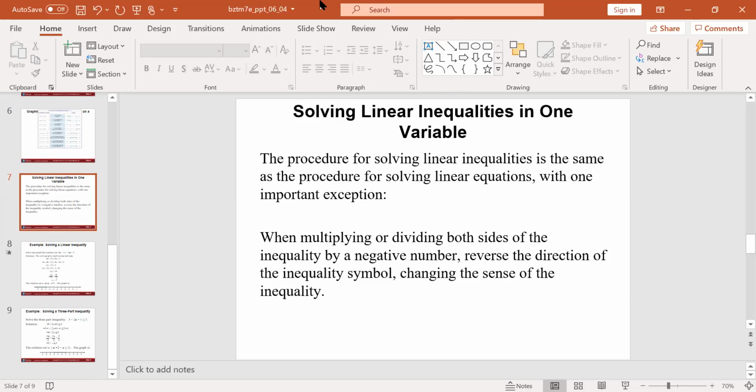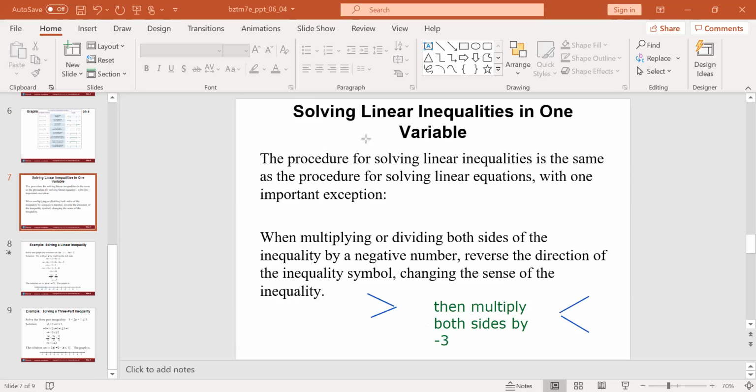So, for example, if you started with a greater than symbol, then multiply both sides by, I don't know, -3, any negative number. You've got to flip the symbol. You just make it a less than symbol now.